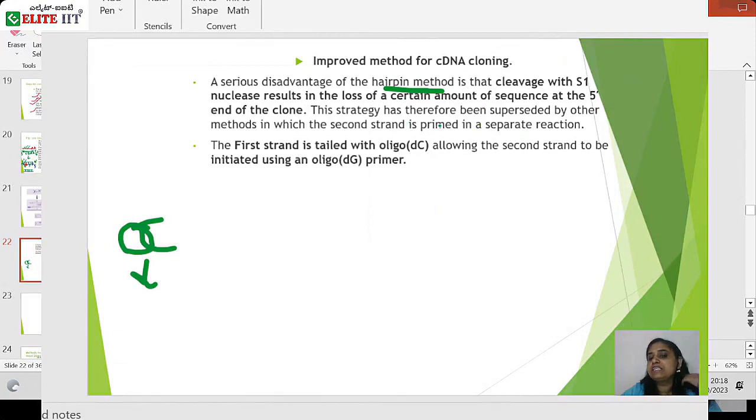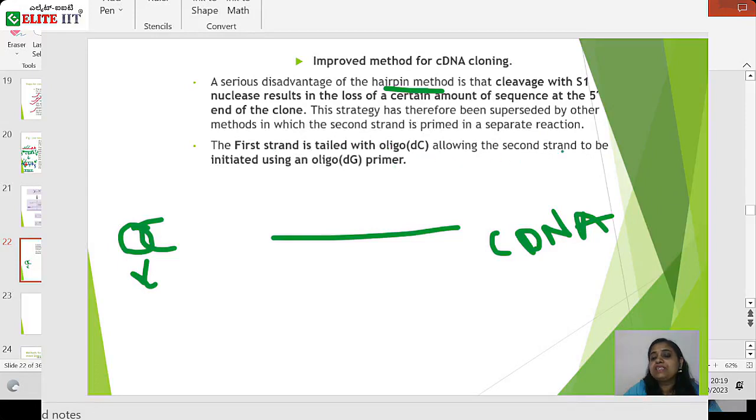Now, this strategy has therefore been superseded by other methods in which the second strand is primed in a separate reaction. So in this case, the second strand is primed, that means some other primer is added. The first strand is tailed with oligo dC. Whenever single-stranded cDNA is produced, the first strand is tailed with oligo dC, allowing the second strand to be initiated using an oligo dG primer.